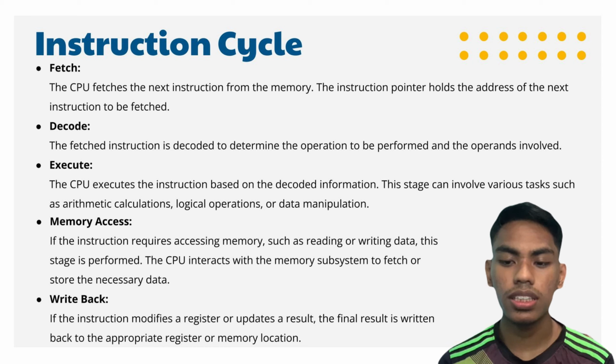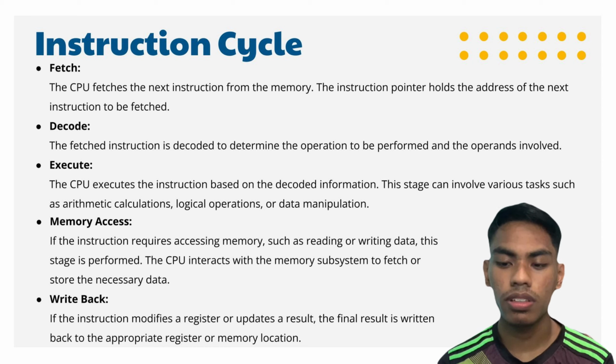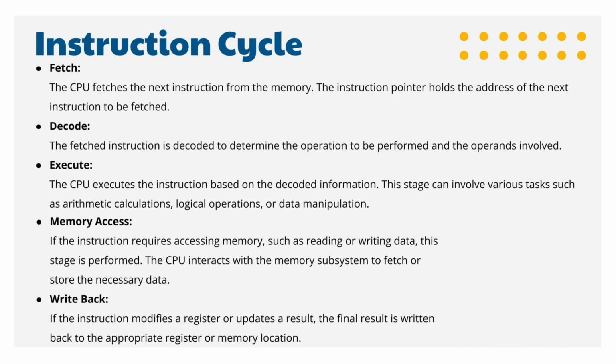The execute stage is where the micro-operations are executed, performing arithmetic, logical, or control operations. The memory access stage involves accessing memory to read or write data for the executed operations. Finally, in the write-back stage, the results of the operation are written back to the appropriate register or memory location.